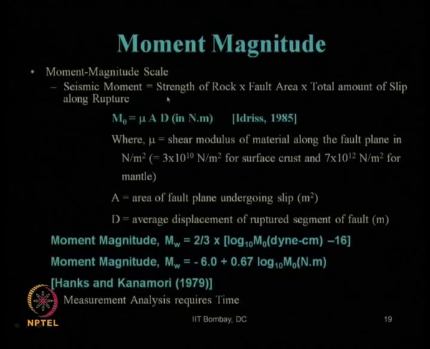The seismic moment is computed this way: strength of the rock, that is how much strength the rock initially has, multiplied with the fault area, multiplied with the total amount of slip along a rupture surface. That gives us the estimation of the seismic moment. So, what does it mean? Strength of the rock multiplied with fault area will give the force or capacity of the rock, right? So, that gives us the force.